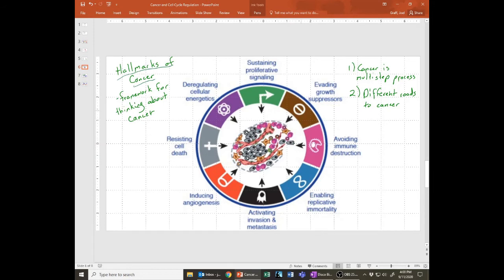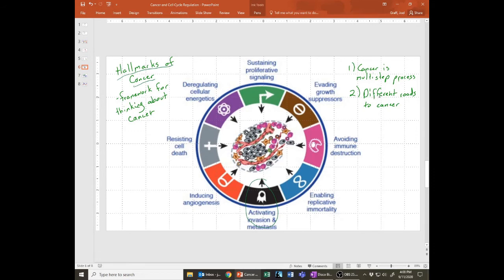So over the course of your life, these hallmarks might start to be acquired by your different cells, and if enough of them combine together, you can have the cell turn into a malignant cancer, particularly if it gets to this point here. But I'll talk about that in a little bit.